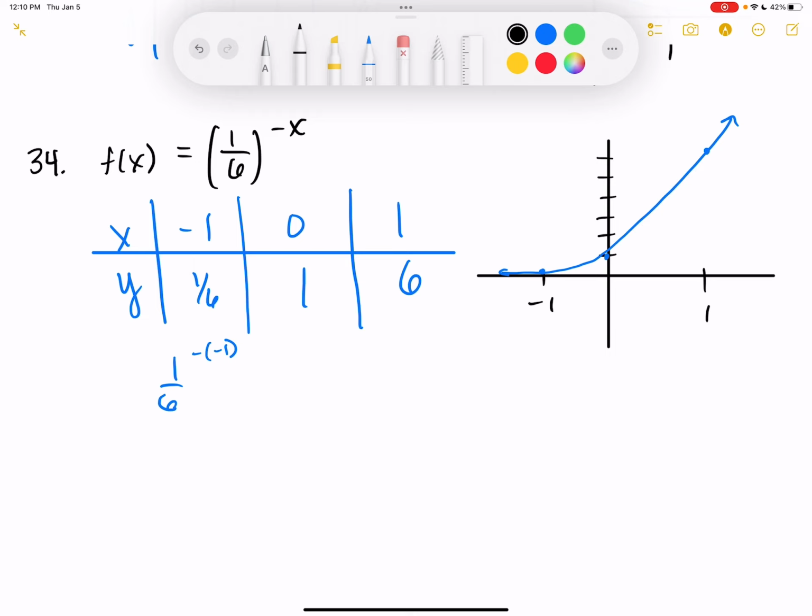Okay. Graph the function, give the domain and range. So these ones are going to shift up and down.